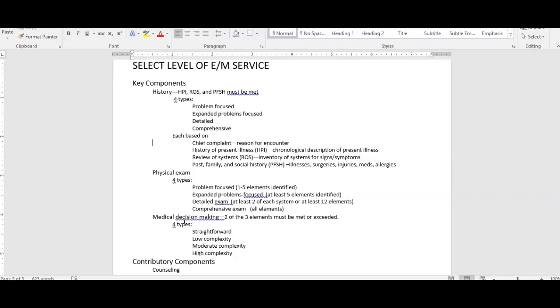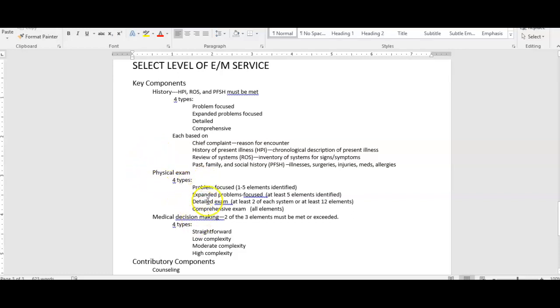And we're going to do some examples here in just a little bit. But most of the time, your history is going to be problem-focused, expanded problem-focused, detailed, or comprehensive. And they're each based on these 4 items. What was the chief complaint is on every single one of these. And then you must also have what is the chronological description of the present illness, kind of a review of systems. We're looking at signs and symptoms there, and then your history. So what type of information do they have on past, family, and social history?